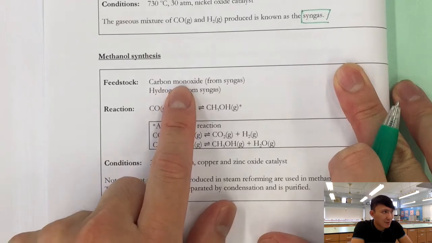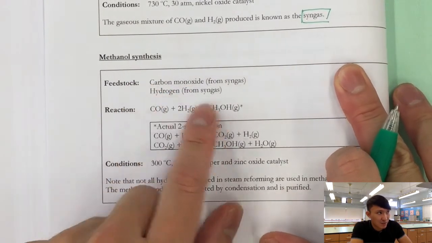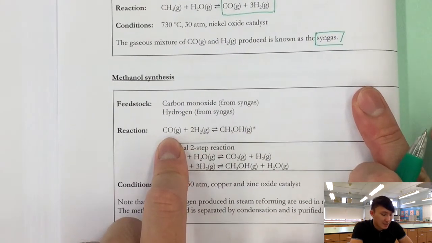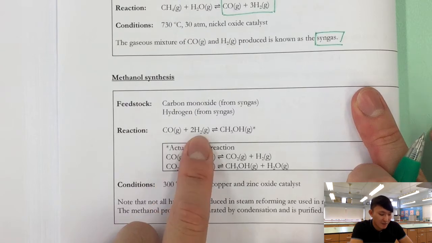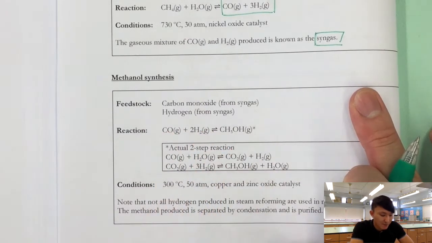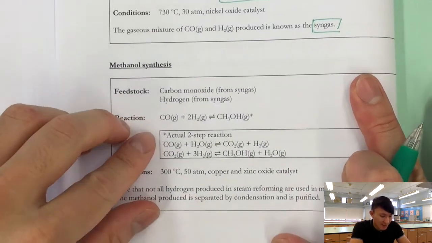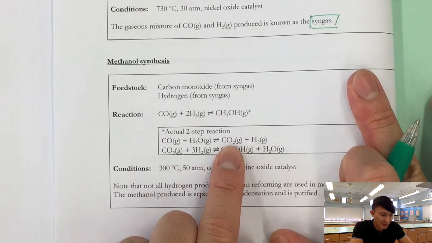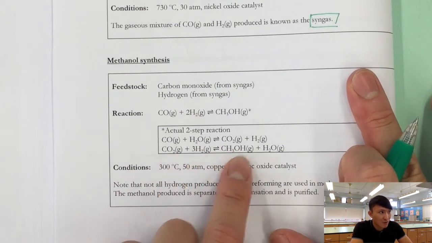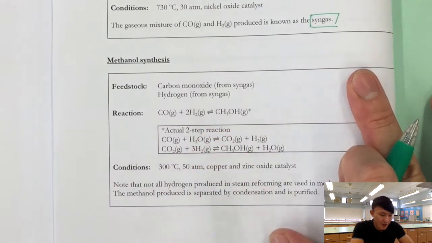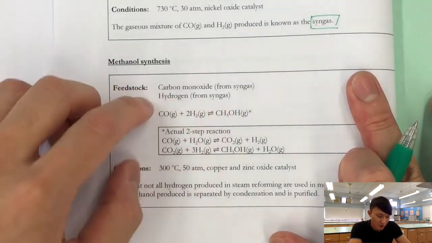So we have the carbon monoxide and the hydrogen being the feedstock, which is coming from the syngas, which is coming from the steam reforming, right? So the reaction is simply the carbon monoxide reacting with hydrogen to form methanol, 1:2 ratio. Now the actual steps involved is the formation of carbon dioxide first, and the carbon dioxide reacts with hydrogen to form methanol and water. And then these 2 can be cancelled out. But anyway, all we need to know is the overall equation here.